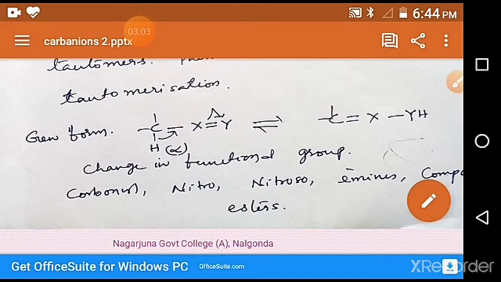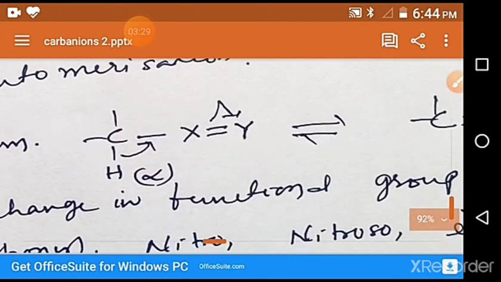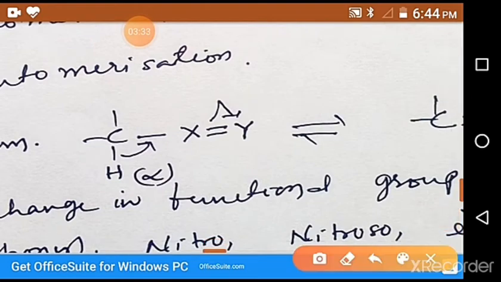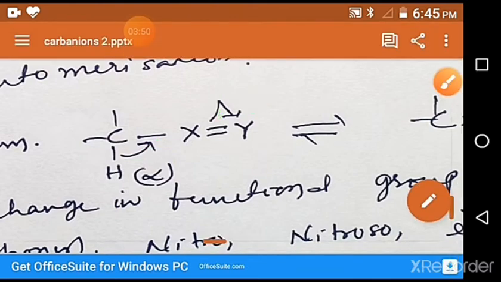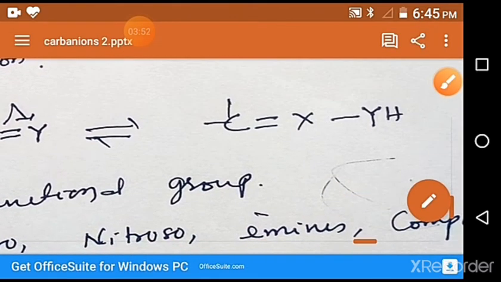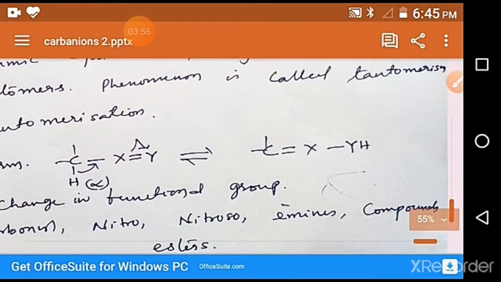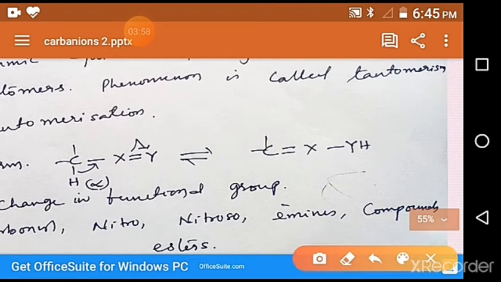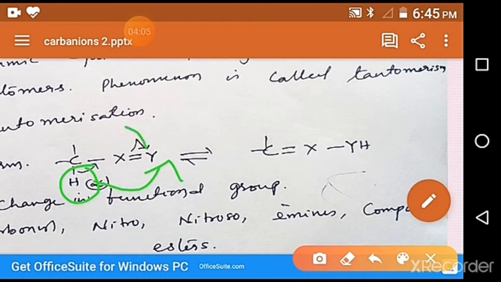So what is happening here? You see, the electrons of this bond are moving towards here. At the same time, this bond is polarized towards here due to the difference in electronegativity. So this H is shifting from here to here. At the same time, the double bond is shifting from here to here. You see, H is shifted to Y.